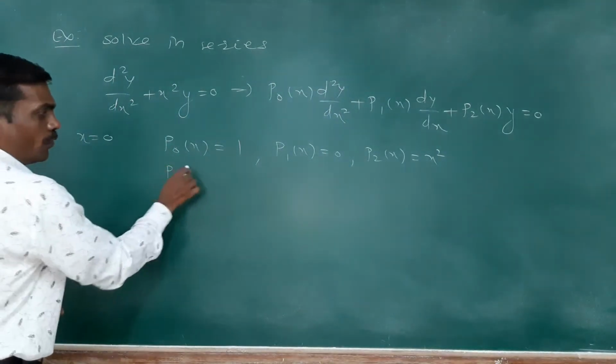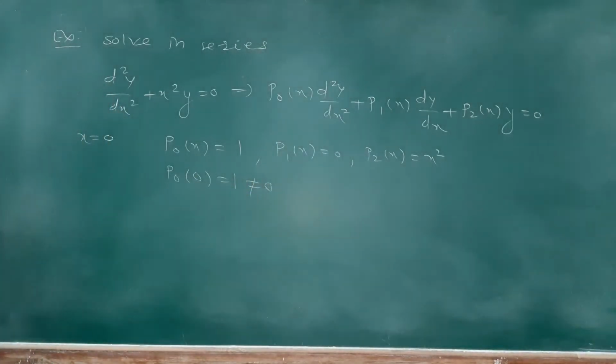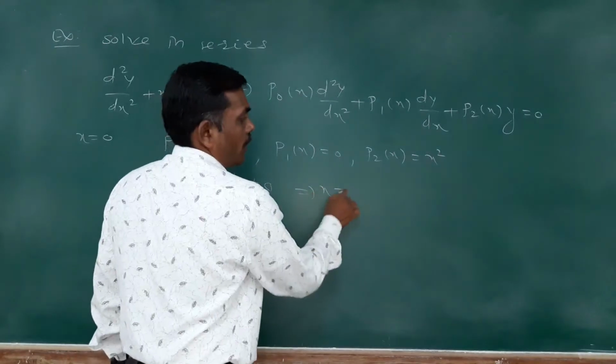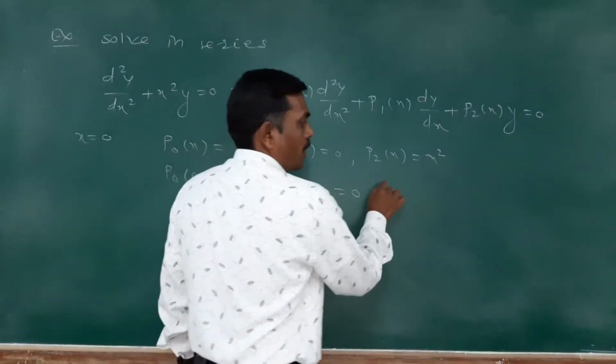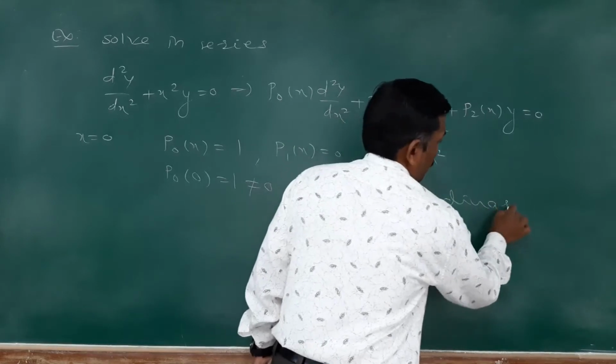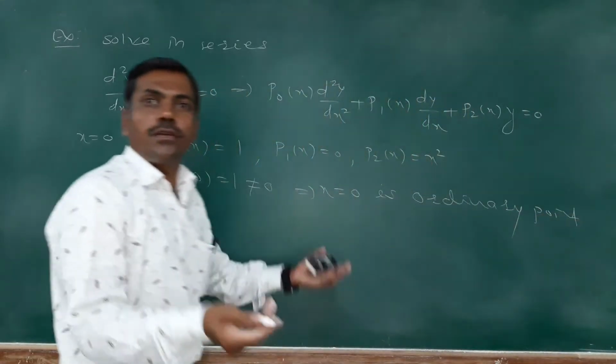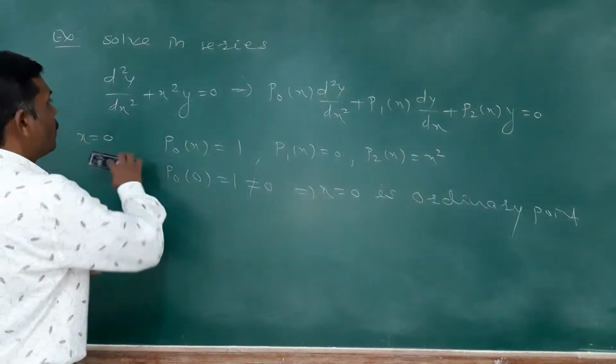Now what happens at x = 0? At x = 0, p0(0) is 1 because it is a constant, not equal to 0. Means x = 0 is not a singular point, it is an ordinary point. Okay? We get an ordinary point.